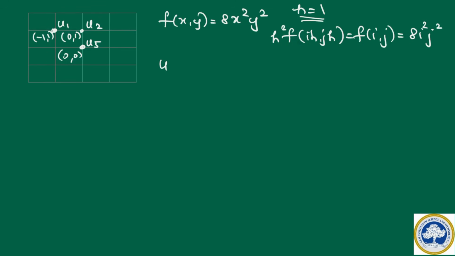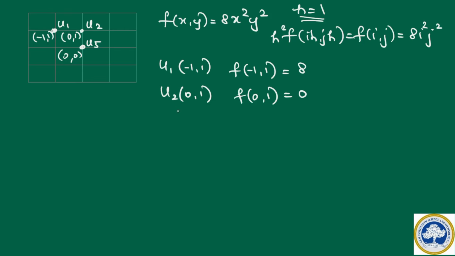For u1, the coordinate point is minus 1 comma 1, right? So f of minus 1 comma 1 will be 8, because 8 into minus 1 square into 1 square is 8. Similarly for u2 it is 0 comma 1, so f of 0 comma 1 will be 0. For u5 the coordinate point is 0 comma 0, and f of 0 comma 0 is 0 here.